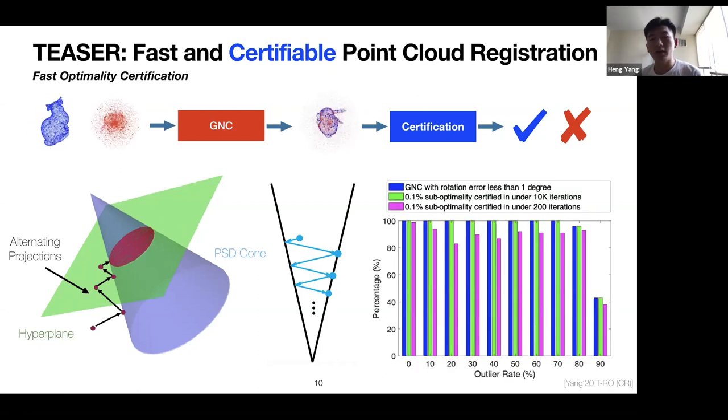We implemented this certification pipeline together with GNC, as shown by the upper flowchart. So how does this certification perform? In this plot, the x-axis shows an increasing number of outliers, and the y-axis shows, within 100 random runs, how many of these runs GNC was able to compute the global optimal solution, in this case when the rotation error is less than 1 degree. The other two bars, the green bar and the magenta bar, show how many of these runs were certified by our alternating projections pipeline. If you do not limit the number of iterations of these alternating projections, then in all of the cases, all the correct solutions were certified, and all the wrong solutions were not certified, which basically means they were rejected.